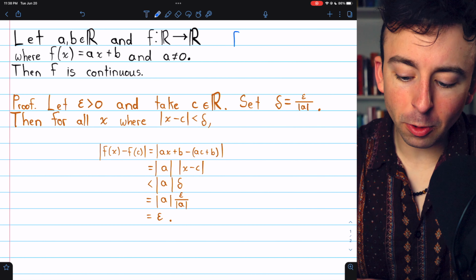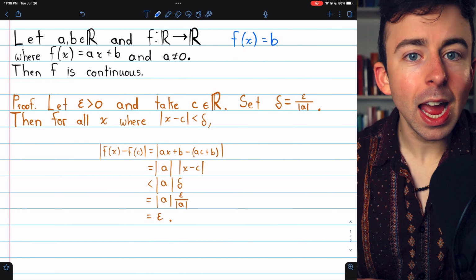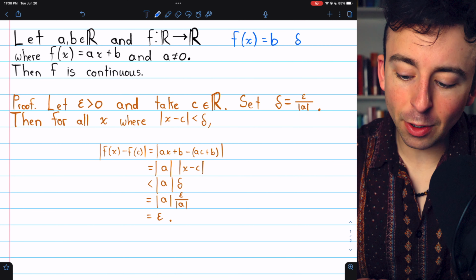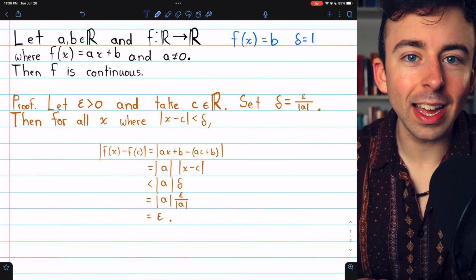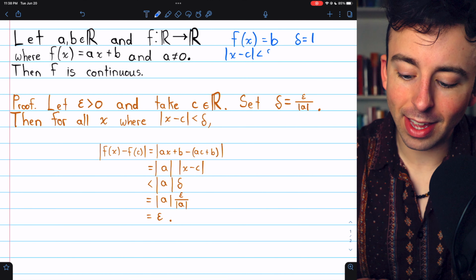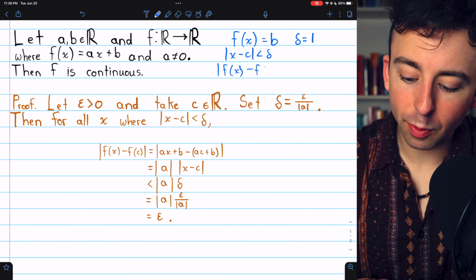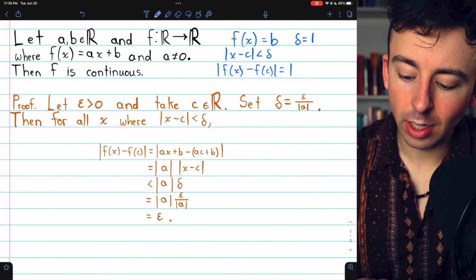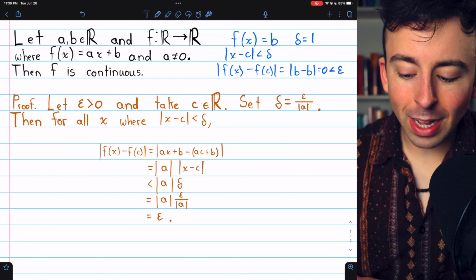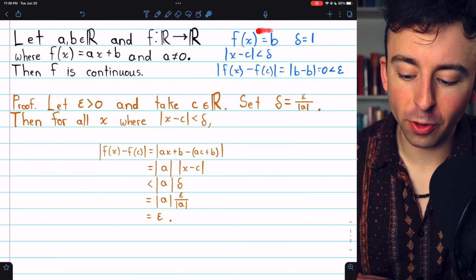If a is zero, then our function would just be f of x equals b for some real number b, and that is a constant function. If we were doing this proof with a constant function, well then literally any value of delta would work. Maybe we set delta equal to 1, then the absolute value of x minus c being less than delta would imply that the distance between f of x and f of c is equal to, well, no matter what, it's just b minus b, which is 0, which is obviously less than epsilon. So that's just a little proof on the side for the case where a is 0, and we're dealing with a constant function. That's really easy.